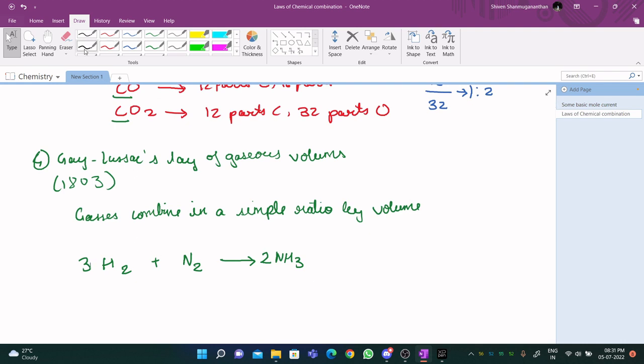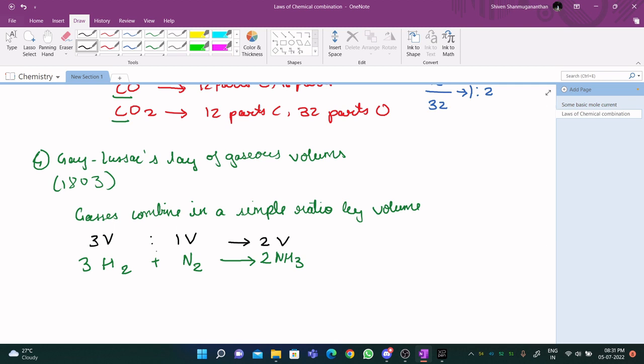Now hydrogen and nitrogen will combine in the ratio 3 is to 1 to give us 2 moles of NH3. So 3 is to 1 will give us 2. This ratio remains constant. It will only, and I mean only, combine in this ratio to form NH3. That was pretty simple to understand, I hope. We'll move on to Avogadro's law.